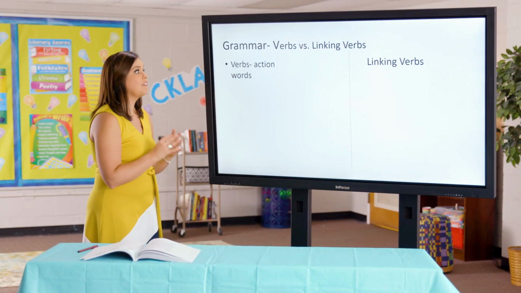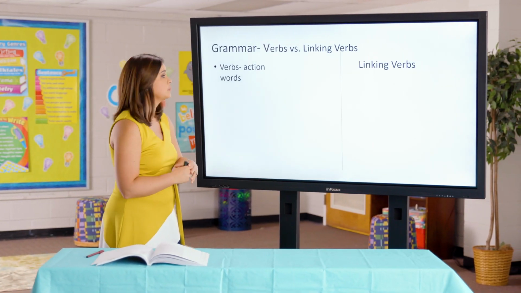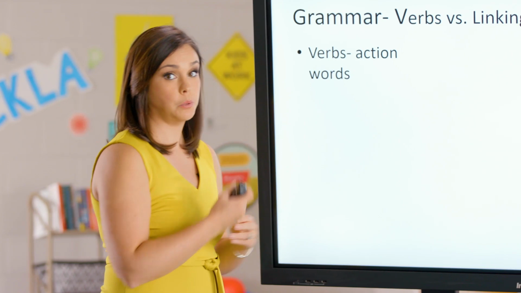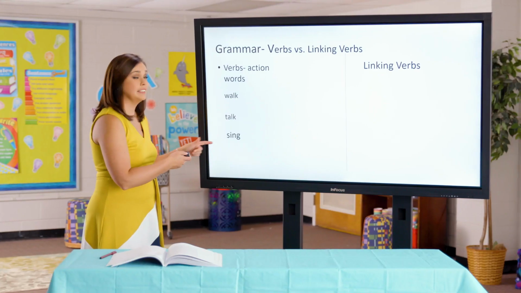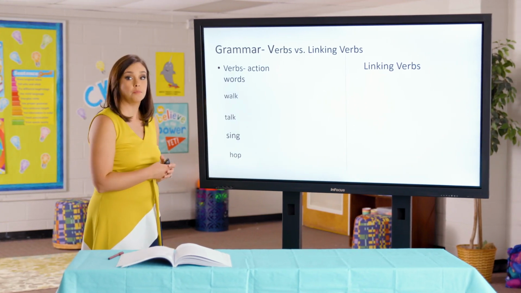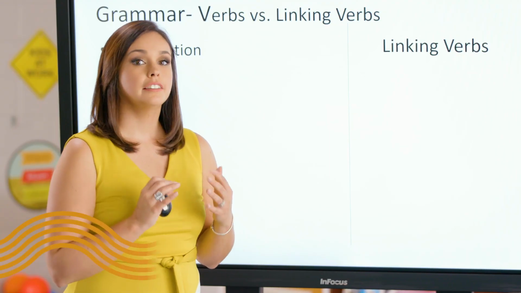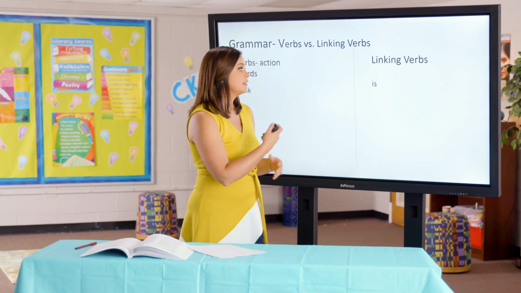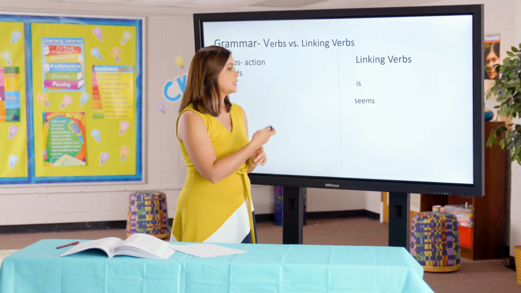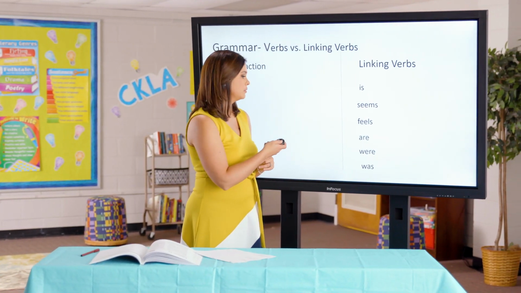We've also learned about the difference between verbs and linking verbs. Let's take a closer look at some examples. Remember, verbs are action words, like walk, talk, sing, and hop. These are all action words. They describe an action. Linking verbs are words that connect the predicate to the subject it describes, like is, seems, feels, are, were, and was.